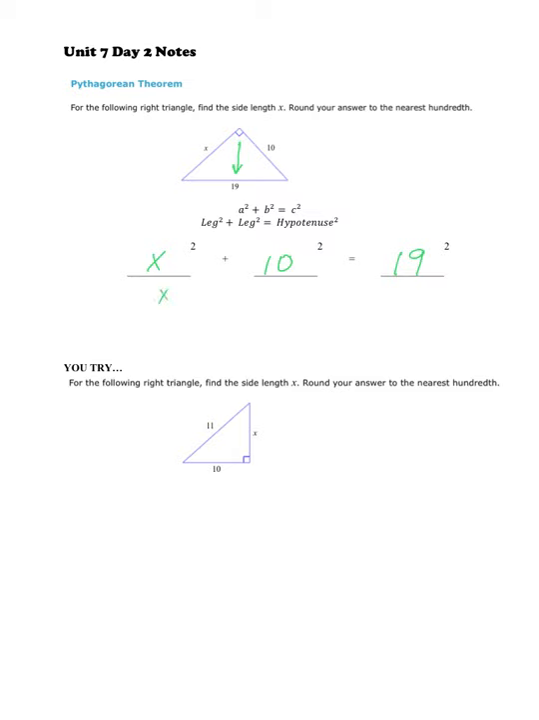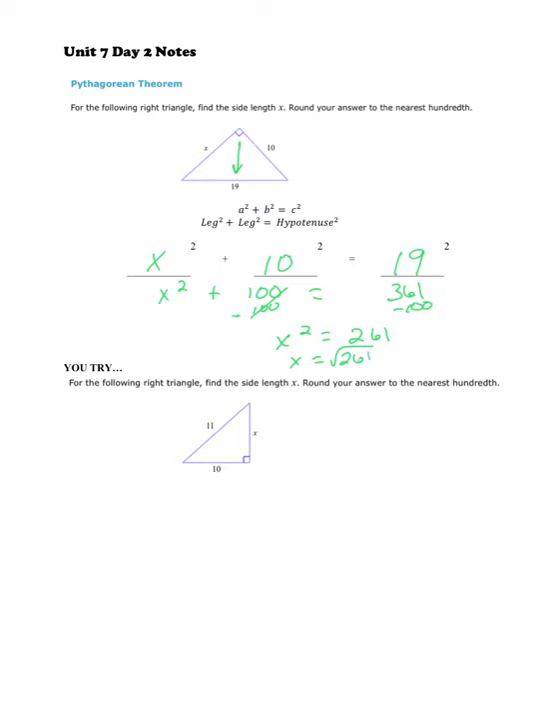So we know that x squared plus 100 equals, and I have to do math for 19 squared, equals 361. Whoops, not 316. 361. Do the algebra. And we have crosses out. X squared equals 261. So x equals the square root of 261.